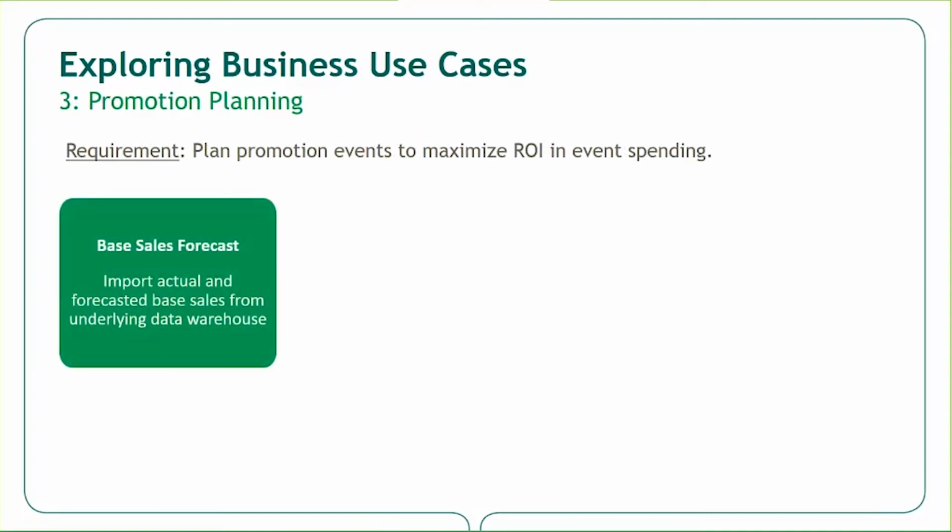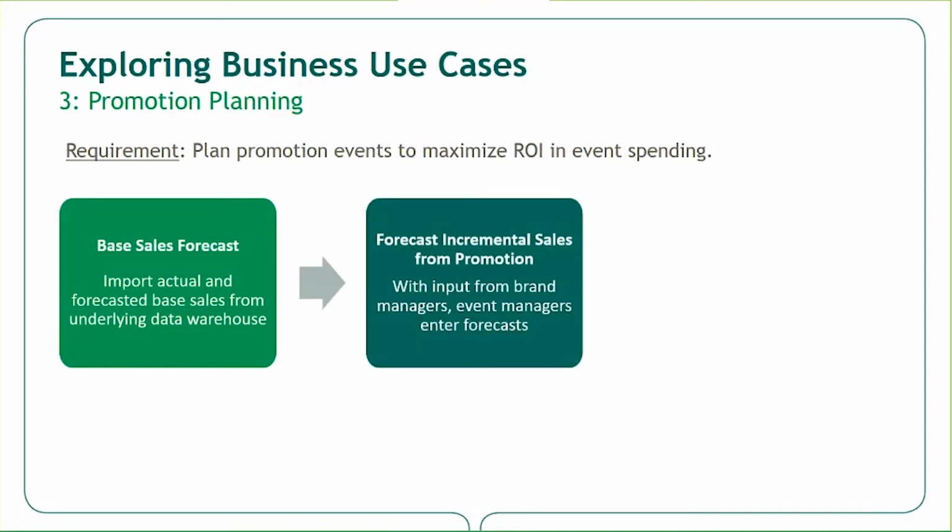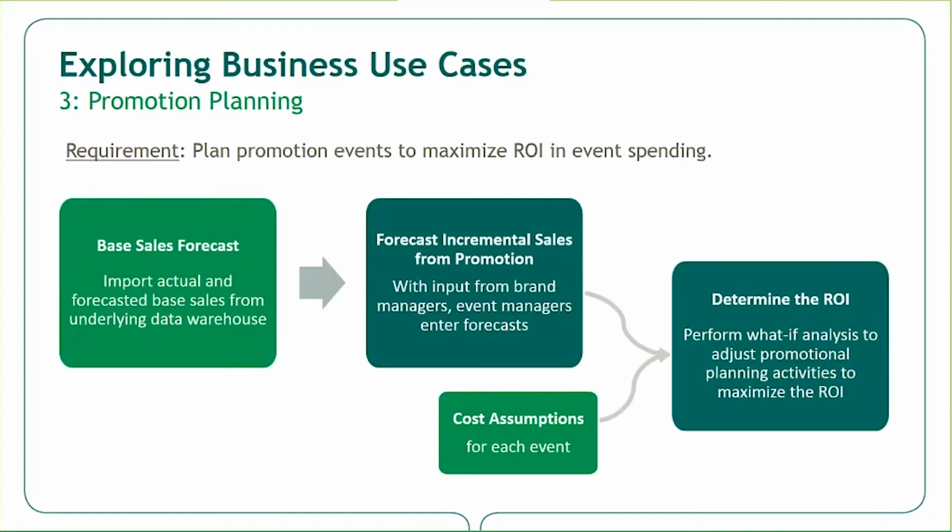Here, there's monthly base sales forecasted and available, and they're used as the basis on top of which event and brand managers can focus their incremental sales for each event. The event managers can then take this view of the forecast combined with cost assumptions for running each promotion and determine which promotions would maximize sales return on the promotional dollars spent.